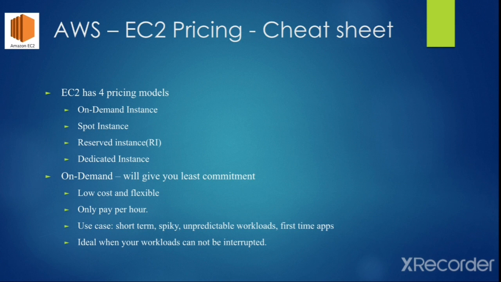And idle when the workloads cannot be interrupted. And use cases, you can use it for short-term kind of things. And if your application has a spiky kind of thing, then you can use it. And if you are not able to predict your workloads, then you can go with on-demand instances. And if you are deploying your apps for the first time on the instances, then you can go with on-demand, where you can try trial and error on your instance.